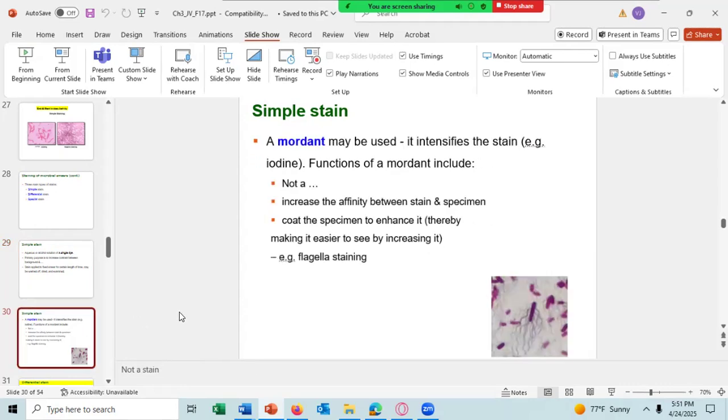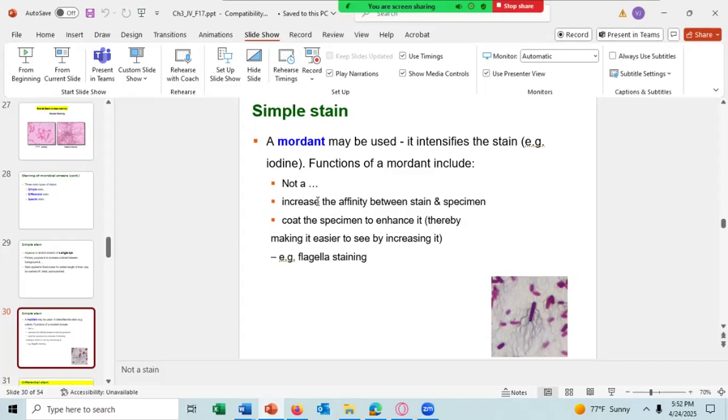You may use a mordant. A mordant is a compound that simply intensifies the stain. Like in the Gram stain, we'll talk about Gram's iodine. It is a mordant. It actually physically combines in a complex with the crystal violet, to make a bigger molecule than the crystal violet or the iodine alone. And the function of the mordant is to simply intensify the stain.